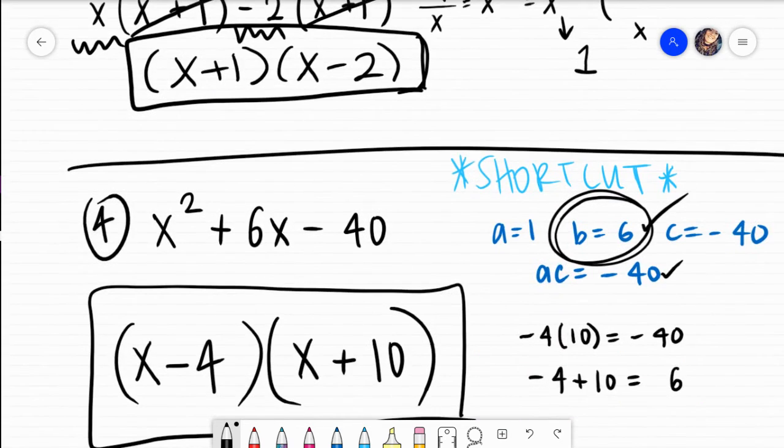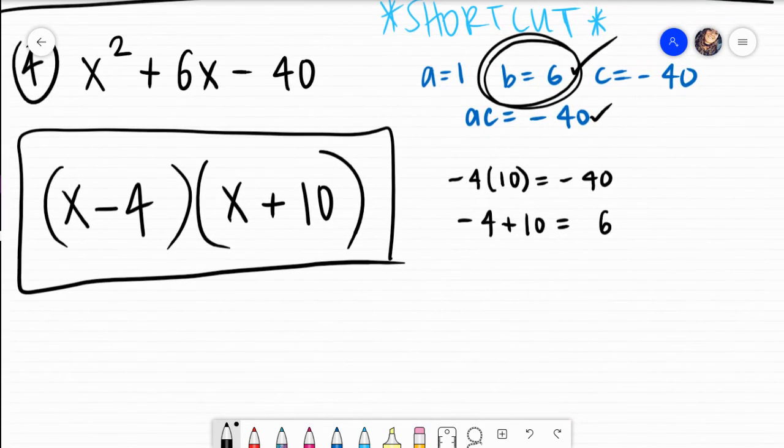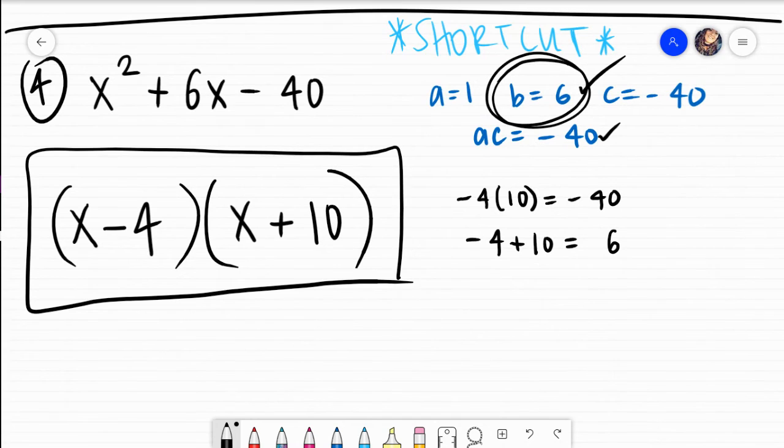There's no shame in your game if you have to factor by the AC method. The trial and error will not always work. Mainly, I recommend it if your leading coefficient is 1. If it's a 2 or a 3 or a 4 or a 5, don't do it. You will go down a rabbit hole, okay?